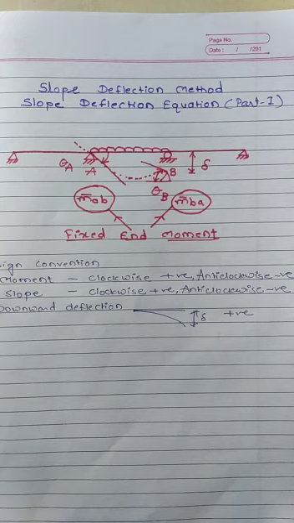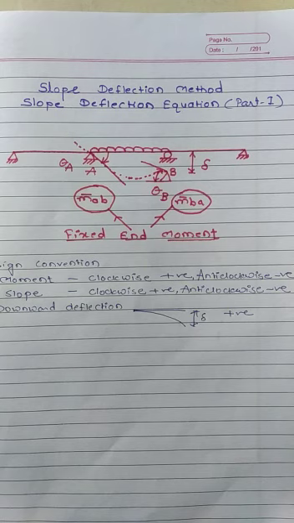What is meant by an indeterminate beam? A beam which has more than 3 unknown reactions is called an indeterminate beam. It means we cannot find the unknown reactions by using the 3 equilibrium equations. So in that case we have to use some different method to find the unknown reactions. We can use the slope deflection method, the matrix method, or the moment distribution method. But today we are going to study the slope deflection method.